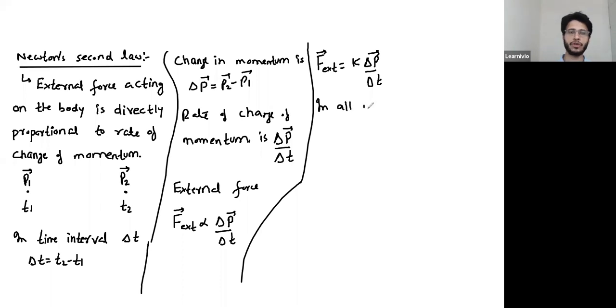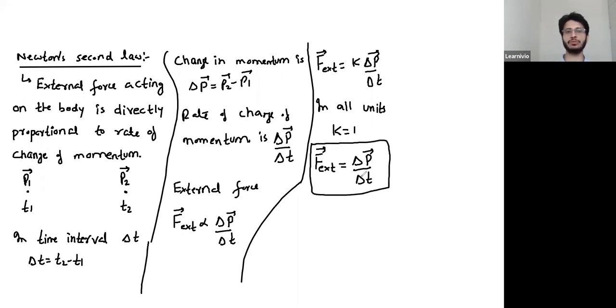In all units, this K is equal to 1. So you can write this as F external is change in momentum over time interval. So this is the external force acting on the body, which is change in momentum over time.